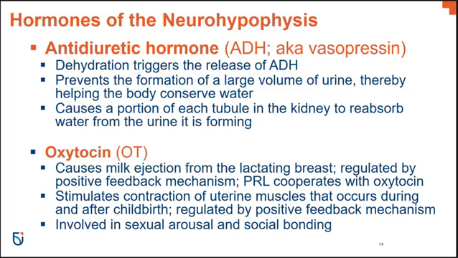So we can say then, to finalize this slide, that the release of ADH and oxytocin from the posterior pituitary gland is really controlled by the nervous system, because it is the hypothalamus that produces these hormones, and they travel along the axons to reach the place that they'll be stored, which is the posterior pituitary gland.